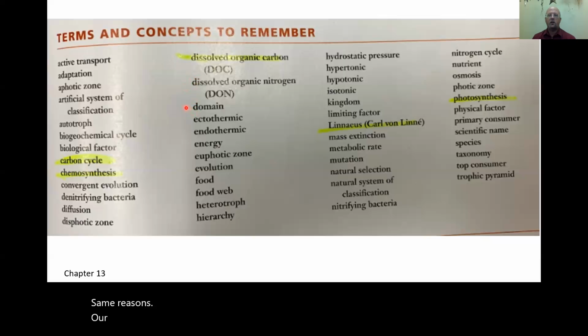Domain refers to a classification group for animals and plants. So we'll come back to domain when we talk about Linnaeus in a minute.